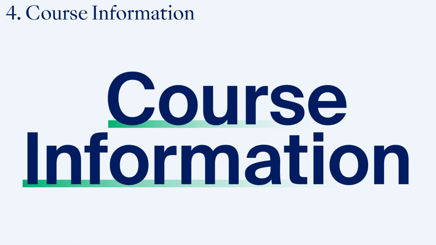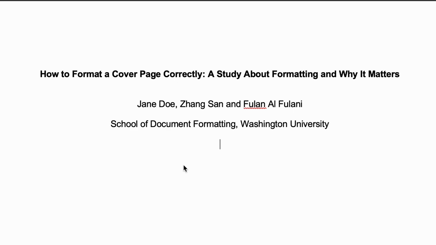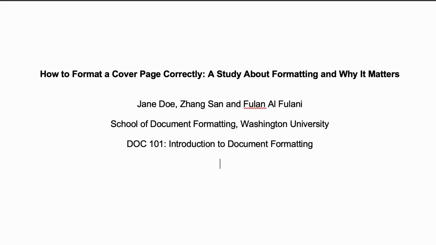Next, you'll need to add the course information. On the next line down from author affiliations, give the course number and the course name separated by a colon. If you're not sure what to include here, check your course materials or ask your instructor. On the next line down, give the name of your course instructor, also centered.